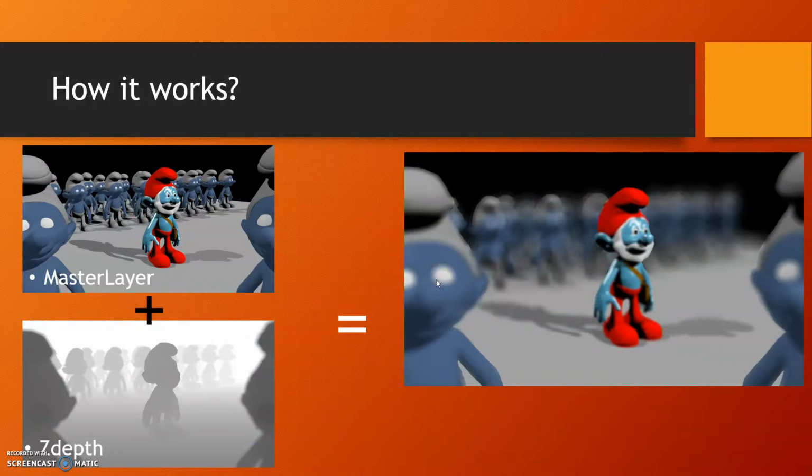So this is the example, or the exercise file, that we're going to be doing for this week. We're going to have the subject, so this is a Smurf scene. You have the Papa Smurf, and this is the master layer. Once you apply the Zdepth to it, you should get something like this. You can control how blurry the Zdepth is. You can also invert. You can also make these two Smurfs sharp as compared to the Papa Smurf.